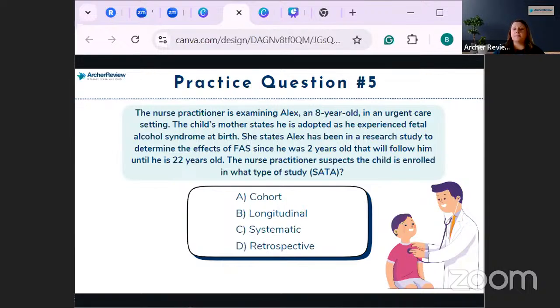And this is a select all that apply. This is a hard one. This one here is, I want you to think about when you have select all that apply, I want you to think about turning it all into true and false.